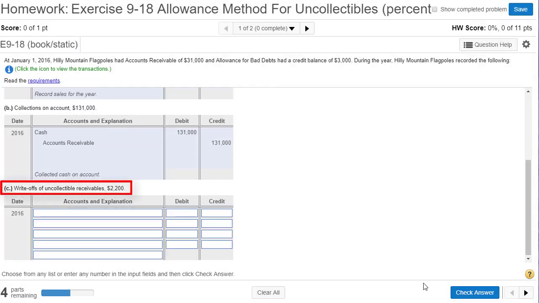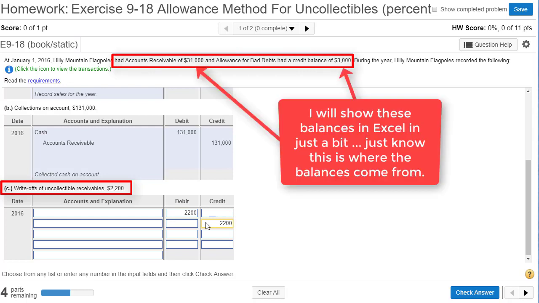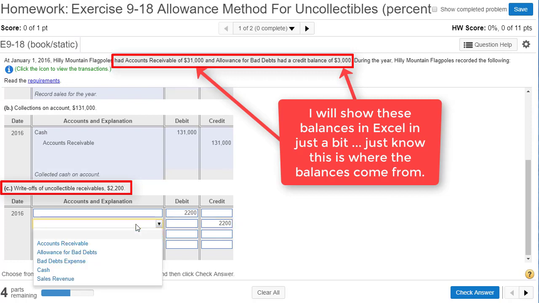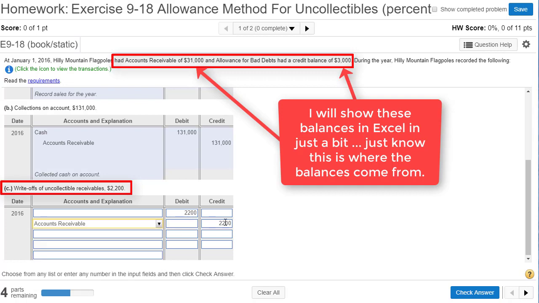Now we're going to write off our uncollectible receivables, $2,200. So what's going on here, once again, I'll explain this transaction. We've deemed that $2,200 of our accounts receivable will never be collected. So we have to get that AR off of our books. So I'm going to lower AR with a credit.